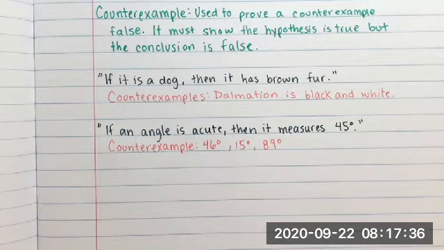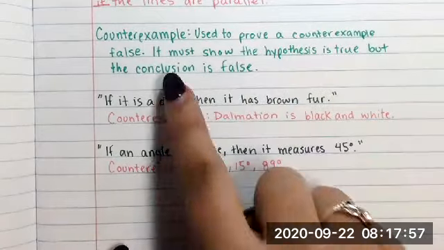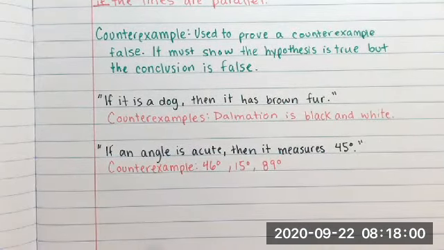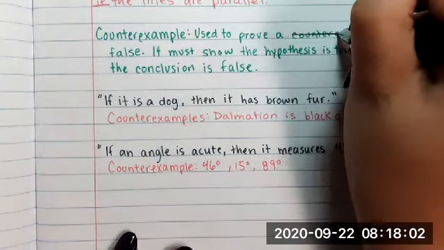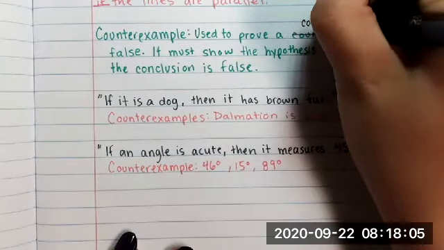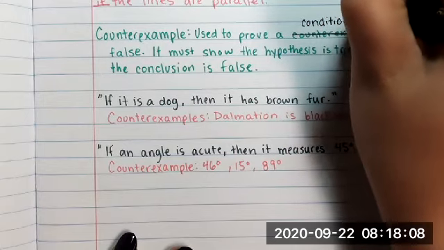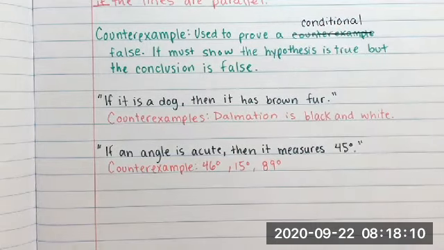So just remember, a biconditional is a statement when a conditional and its converse are true. You can write it as a biconditional. You always have to have a counterexample to prove, oops, I wrote something off in my notes. It said used to prove a counterexample false. Look at me, I'm making all kinds of mistakes. Used to prove a conditional. Used to prove a statement false. Used to prove any of these things false.